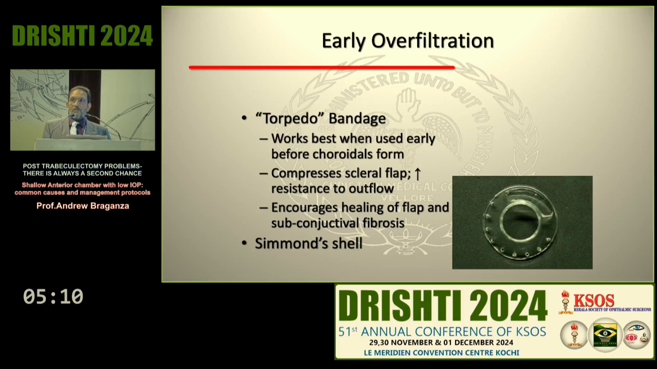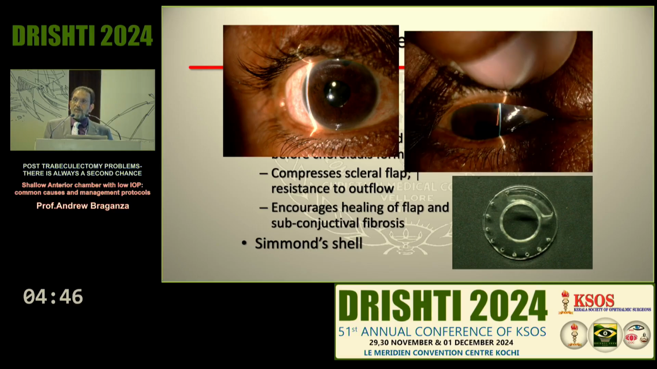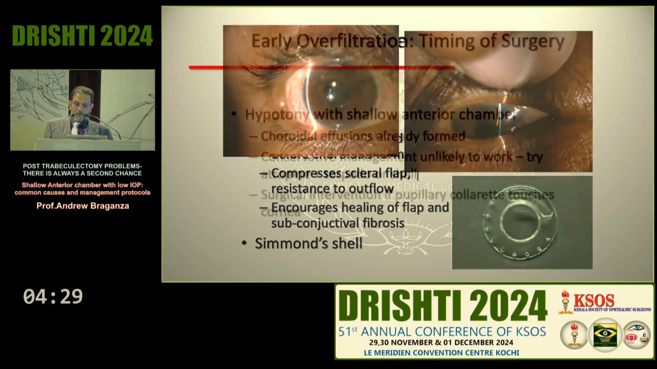You can use a Simmons shell, which is a device shown here, which has a platform which presses over the site of the trab, and you try and compress that. One small clue that I found that is clinically useful is when you have a shallow or almost flat AC like this, if you try and support the bleb area with your thumb through the eyelid and you find that your AC is forming up, you're likely to get some results from your torpedo bandage, shell or any other means where you can compress the site of drainage.